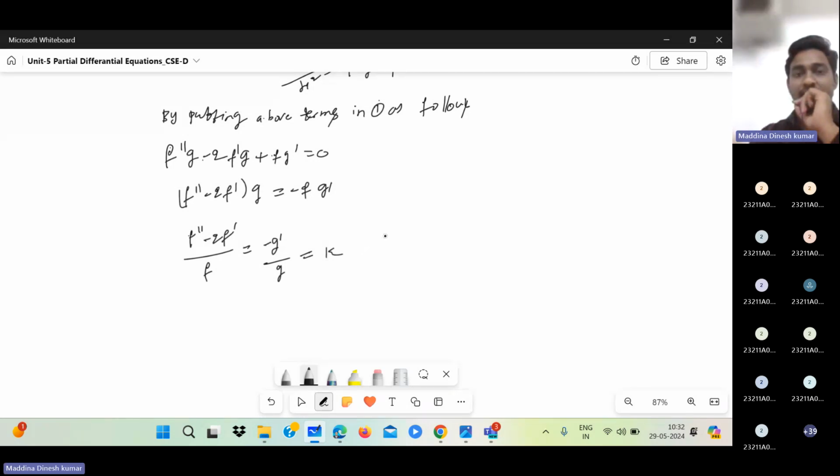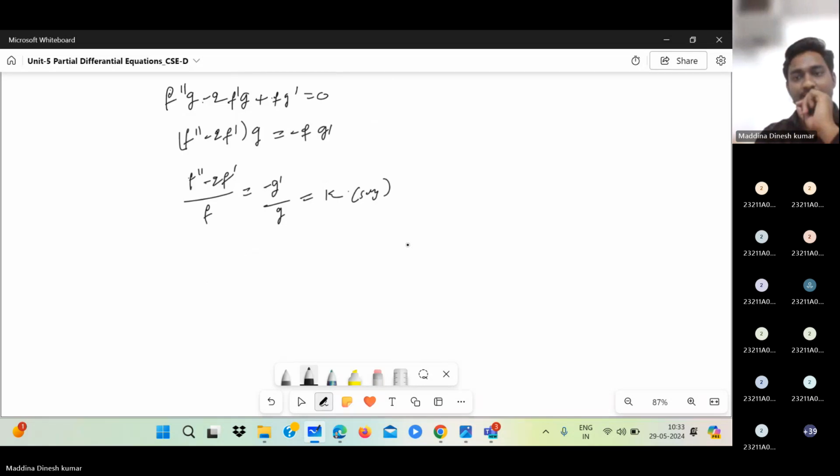Now there are two fractions. One fraction I will equate with k, and another fraction I will equate with k, and I will solve. If you equate one, you will get a solution for f of x, and if you equate the other, you will get a solution for g of y. Then we will substitute both in z. Then you will get the required solution.